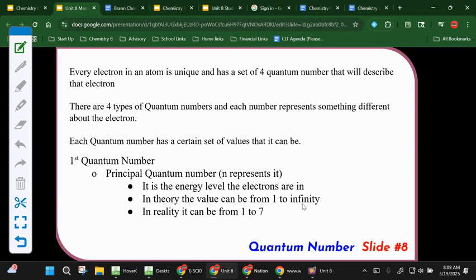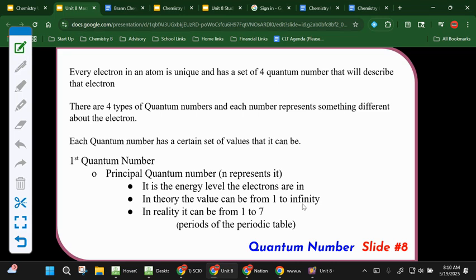7? Just like the number of what on the periodic table? A period represents an energy level, ladies and gentlemen. A period is an energy level. Period 1 is the first energy level. Period 2 is the second energy level. Period 3 is the third. The periods represent the energy levels. And that's why their values can only be from 1 to 7, ladies and gentlemen. 1 to 7. Okay?